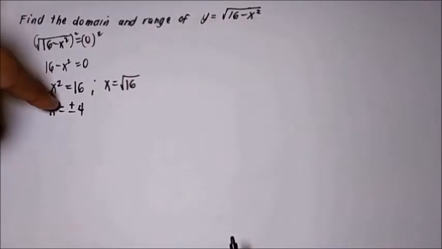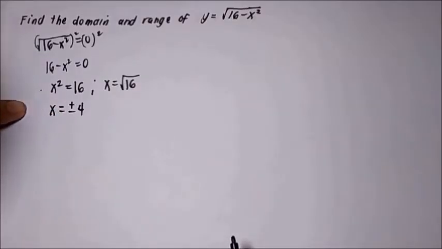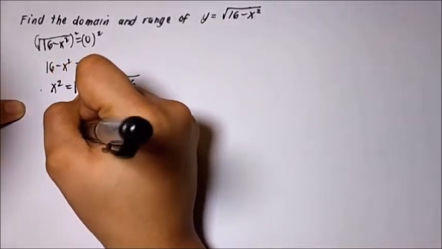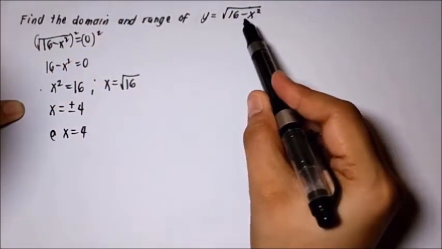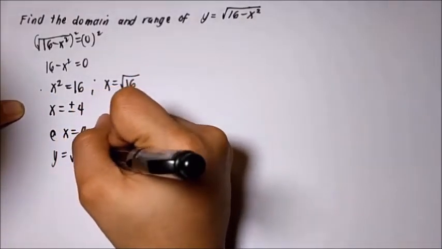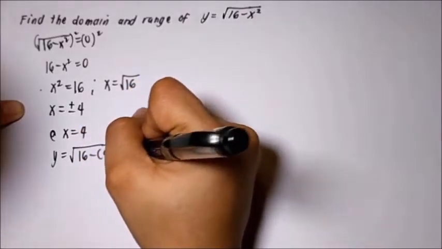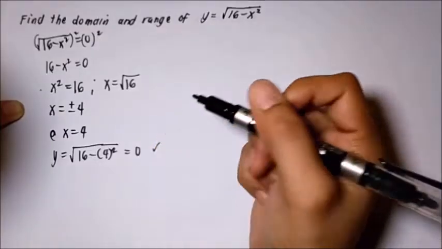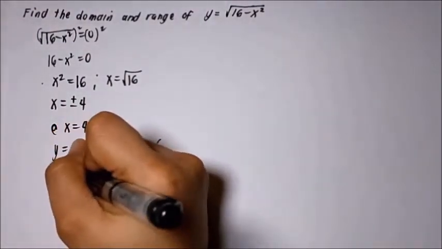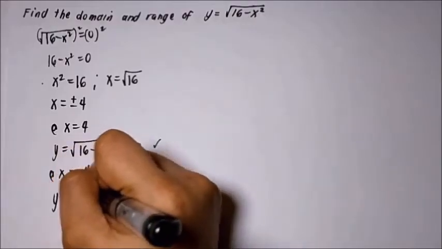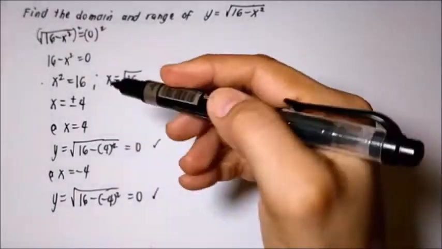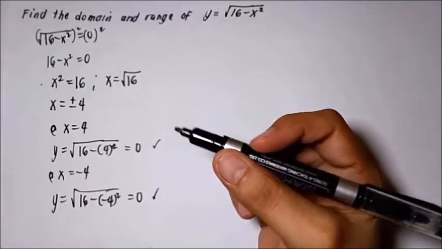So now we already have these values. Let's check if they are included in the given. At x equals positive 4, we substitute 4 to the given. So y equals square root of 16 minus 4 squared. This is 0, so positive 4 is included in the domain. At x equals negative 4, y equals square root of 16 minus negative 4 squared. This is also 0, so negative 4 is also included in the domain.